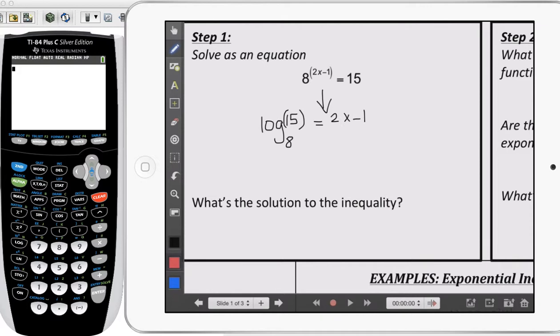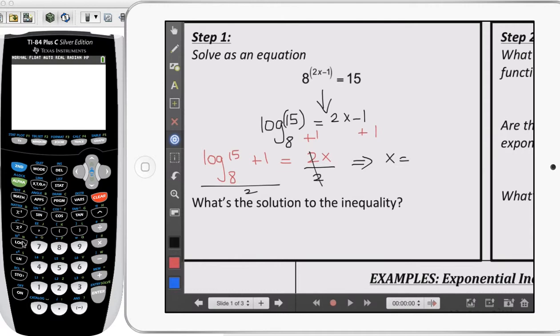Now what you need to do is isolate the x by adding 1 to both sides. So log 15 base 8 plus 1 is equal to 2x. Then you still need to divide everything by 2 to isolate your x. In this case, x is equal to log 15 base 8 plus 1, divided by 2. So let's go ahead and find that.